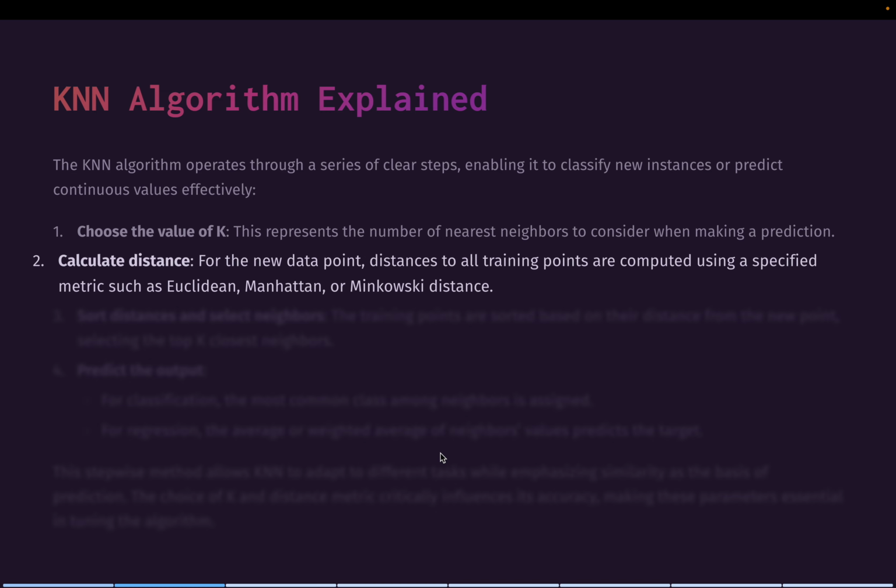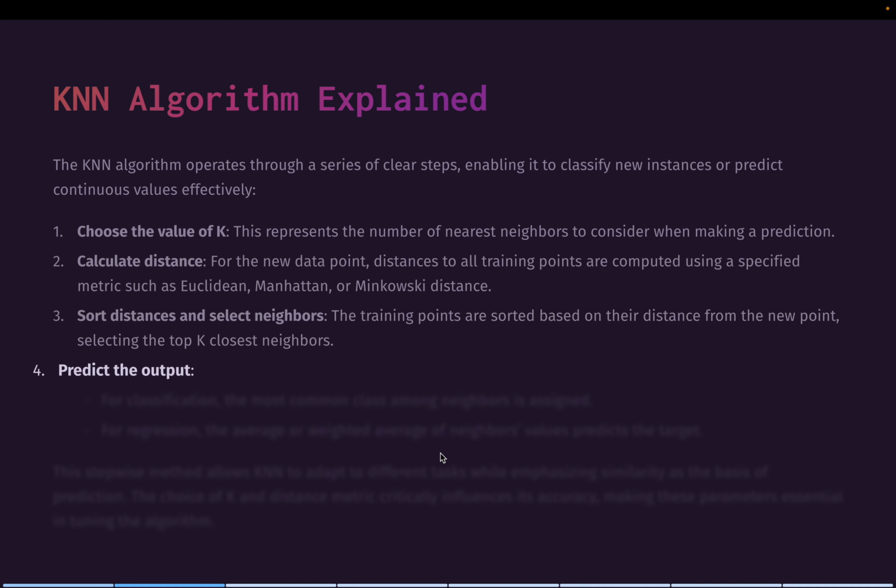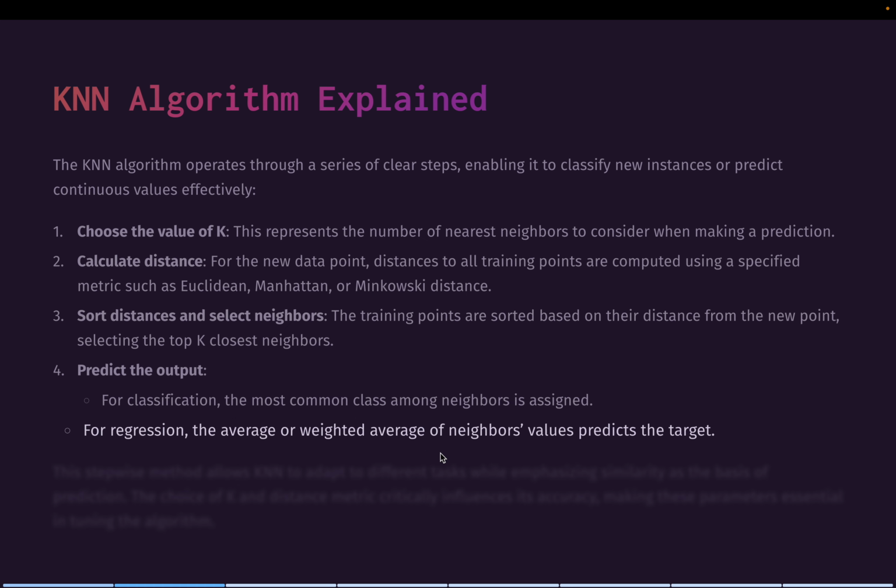Calculate distance. For a new data point, the distances to all data points are computed using specific metrics such as Euclidean, Manhattan, and Minkowski distance. Sort and select neighbors. The training points are sorted based on the distance from the new point, and the top K closest neighbors are selected. Predict the output. For classification, the most common class among neighbors is assigned. For regression, the average or weighted average of the neighbors' values is predicted as the target.